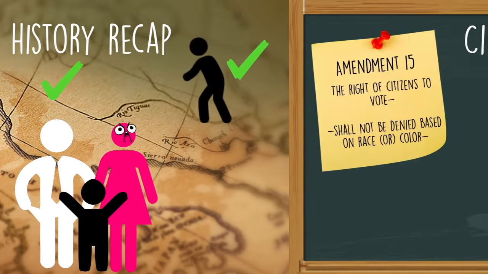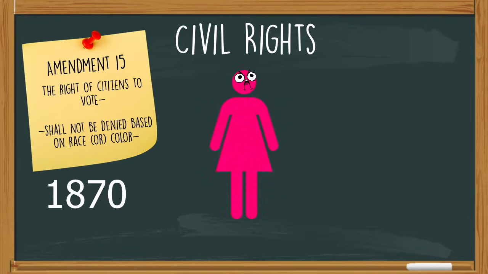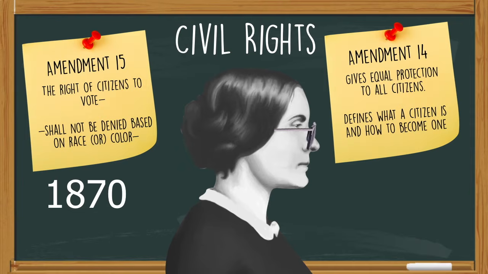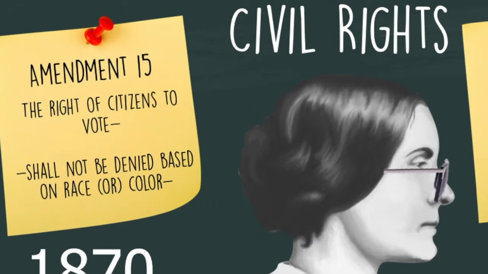So, we're going to switch gears now to the second batch of amendments we need to know, known as the Civil Rights Amendments. Amendment 15, which is a Reconstruction Amendment, was written in 1870, and this made women kind of upset. Women like Susan B. Anthony in 1872 tried to go vote, and when they stopped her, she immediately quoted the 14th and 15th Amendment because she knows her civics, and she said, hey, we all have equal rights, and you can't deny me based on my race.